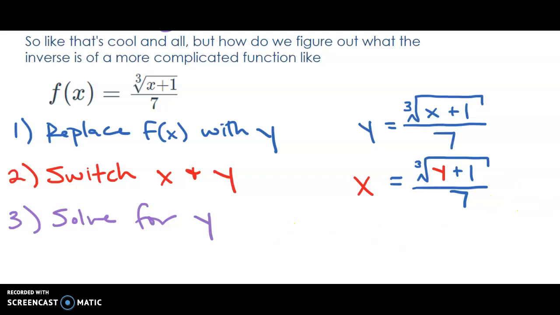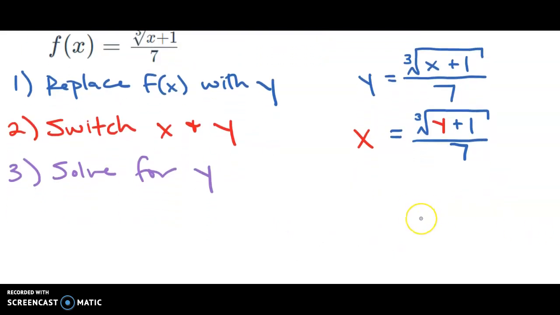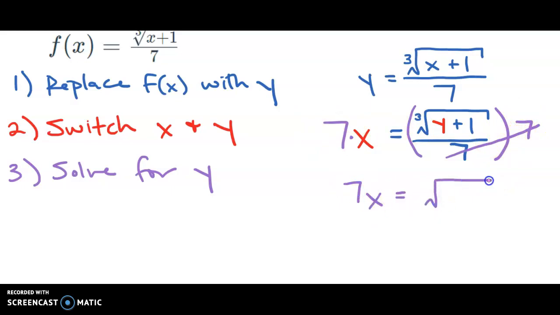And so this is why we went over some of those more simple examples with our inverse operations as review, because those are going to come into play right now when we are trying to solve for y, which is step 3 of this process. If I'm looking at what I have here, first I need to multiply both sides by 7, so that my 7 in my denominator on the right side of my equation cancels out, and I'm left with 7x equals the cubed root of y plus 1.